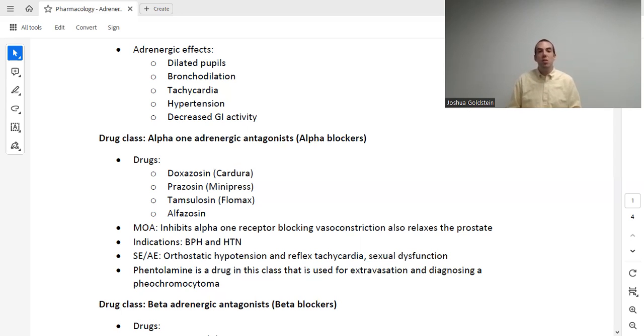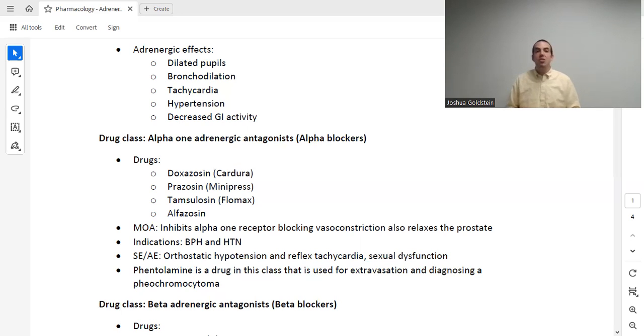So in this case, phentolamine is used to treat that. We take phentolamine, we inject it directly into that site where this epinephrine, for example, leaked into the local tissue to reverse those vasoconstriction effects. Again, because this is an alpha blocker, it blocks vasoconstriction, which is what alpha-1 does.